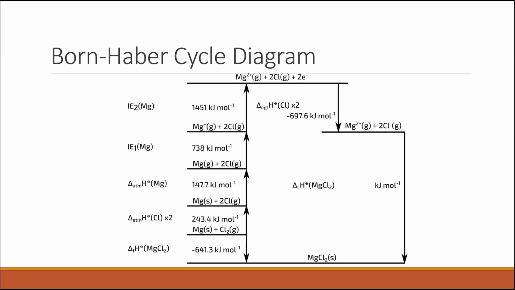So this is the Born-Haber cycle diagram for magnesium chloride as an ionic compound. So how would we construct that? What are all of these arrows? So let's start. We're going to start at the bottom with the magnesium chloride. Don't forget the state symbol, which is solid. And then we will start with the enthalpy of formation.